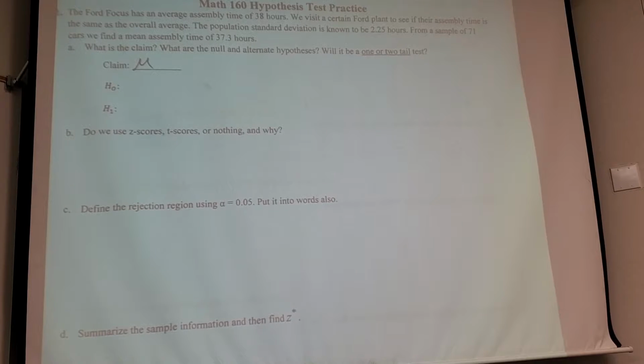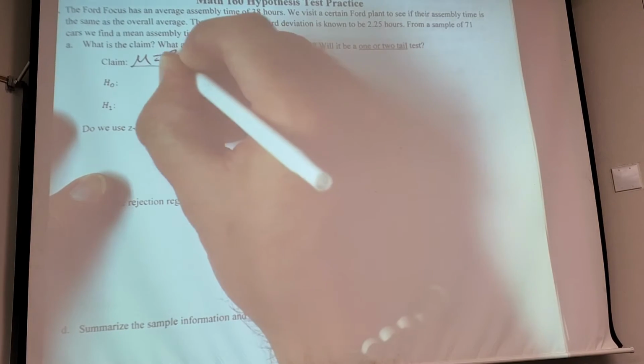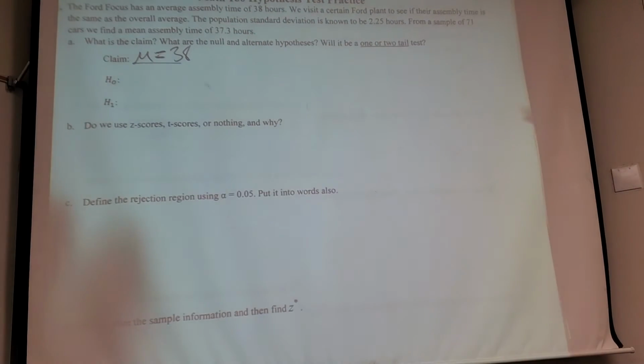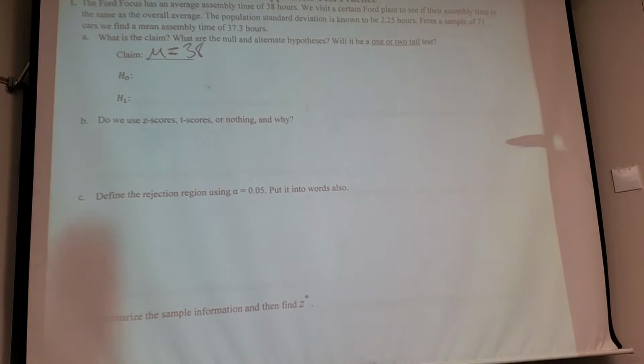Same. So mu equals 38. That's the claim. We're going to go see if it's the same. That's the claim. So we're trying to find evidence that it isn't the same. Right? So the claim is equal to. So this is a beautiful example of somebody's question from earlier. Which spot does that go into?